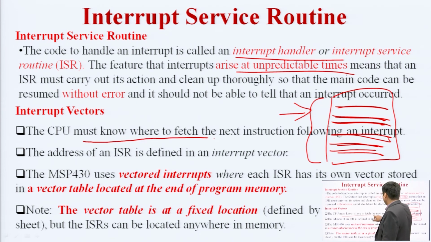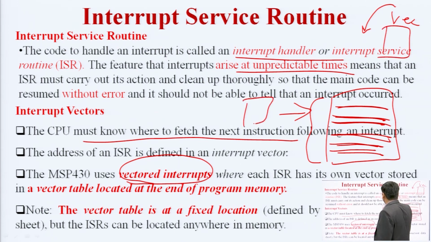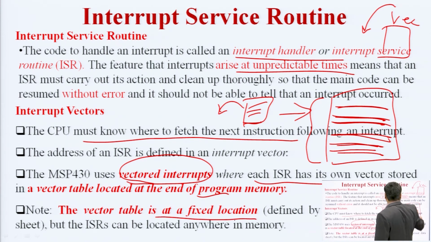The CPU must know where to fetch the next instruction. So the MSP uses vectored interrupts. Vector means that for each interrupt that comes, there is a vector location, some memory location in the lookup table of the ISR. Each lookup table has some entries, and each has an address. So we can call it a vector interrupt. The vector table is a fixed location, so each ISR has a vector table.